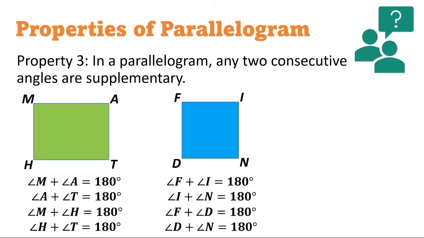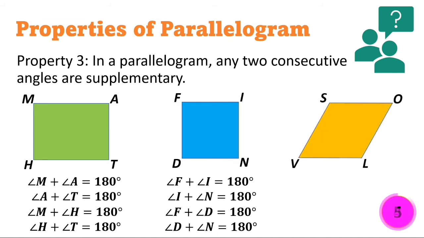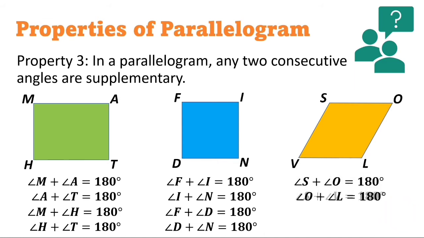Very good. It is very clear that even without knowing the measure of each angle, as long as it is a parallelogram, any two consecutive angles are always supplementary. Okay, one more example. Identify the consecutive angles that are supplementary. The answers are the following. Did you get it?